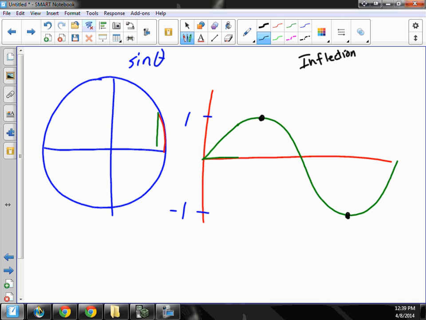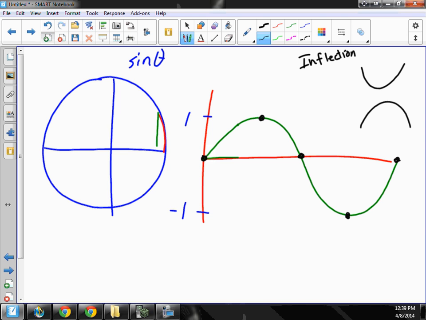An inflection point is where the graph changes from concave up to concave down, or concave down to concave up. So concave up is a smile, concave down is a frown. And the intersection of those two things is called an inflection point. So there are 3 inflection points shown on this graph.